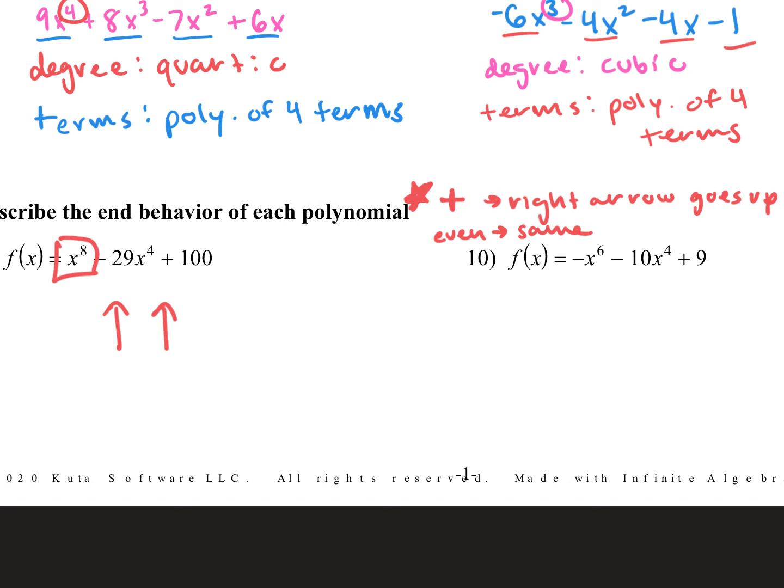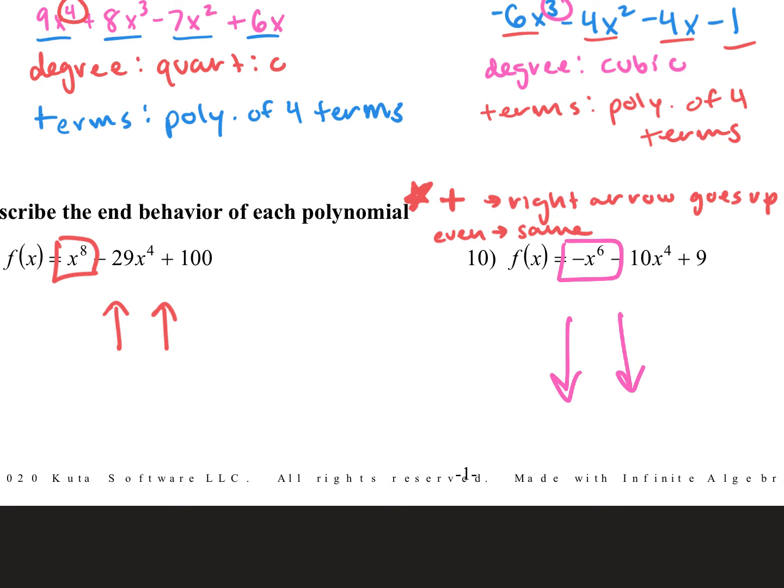All right, number 10. What term am I looking at here? Negative x to the 6th power. So is it positive or negative? So what does the right arrow do? Down. Right arrow goes down. Is it even or odd? Even. So what direction does the left one go? Down. The same direction when it's even. So down and down.